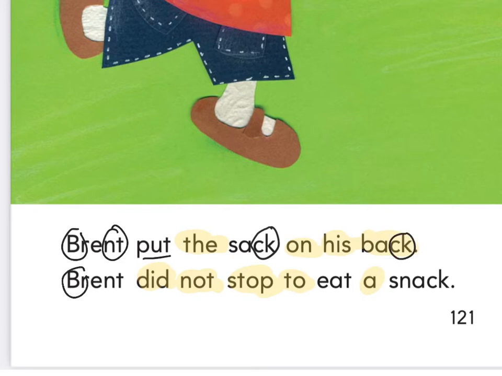There's brr, and CK, cat. Did not stop to... Ooh, here's a word that has two vowels. Look. You might have learned this in kindergarten.